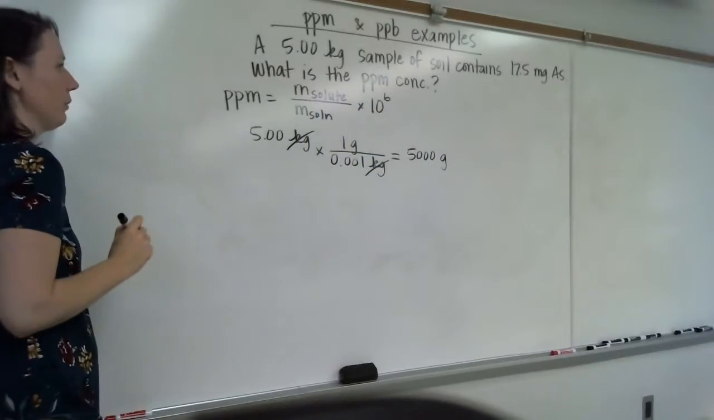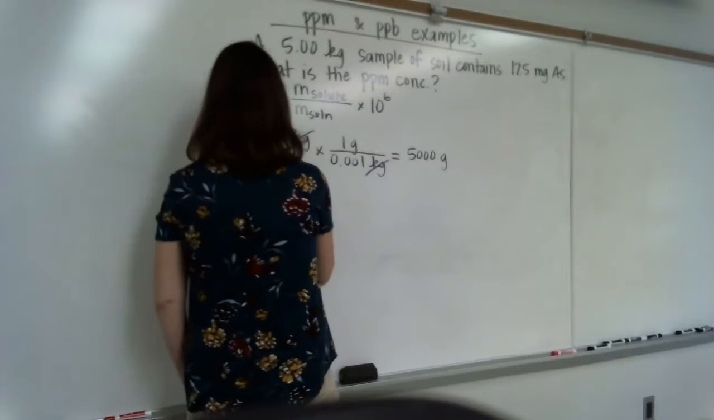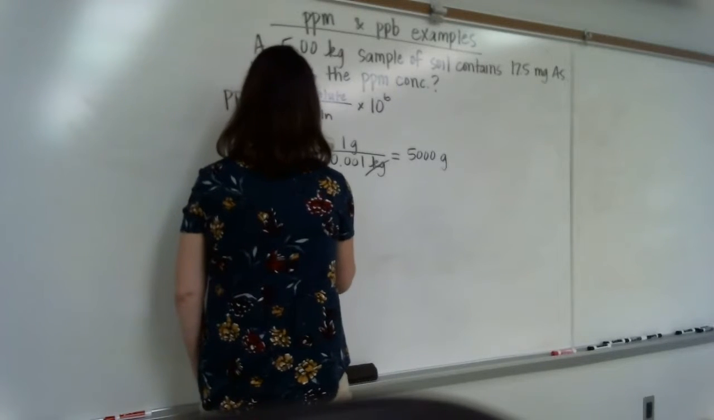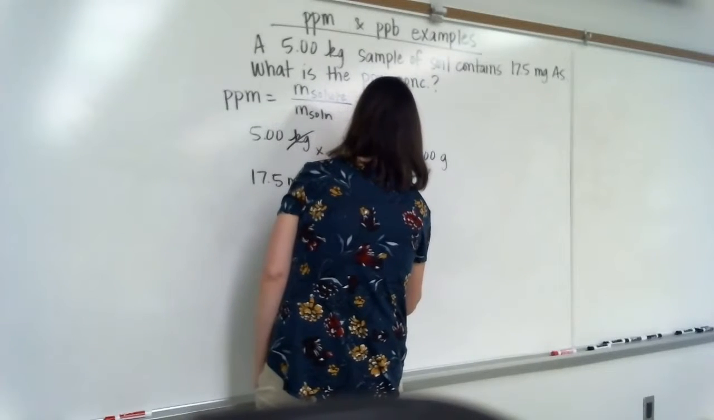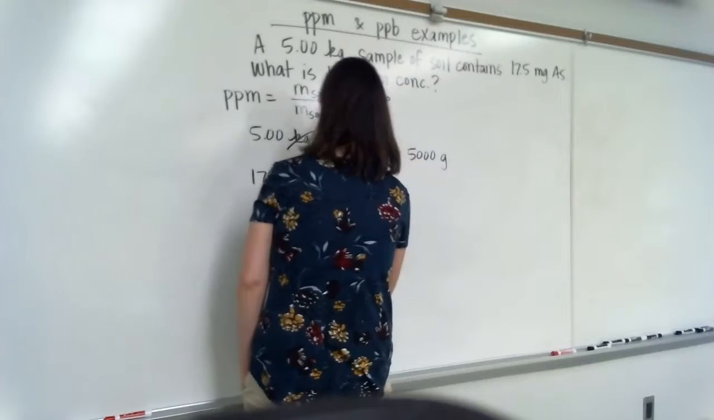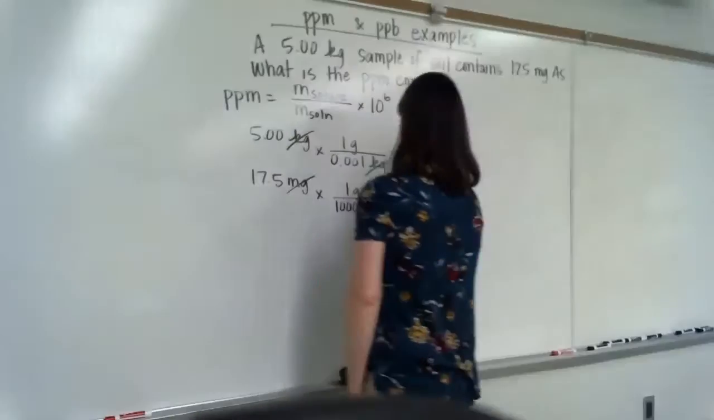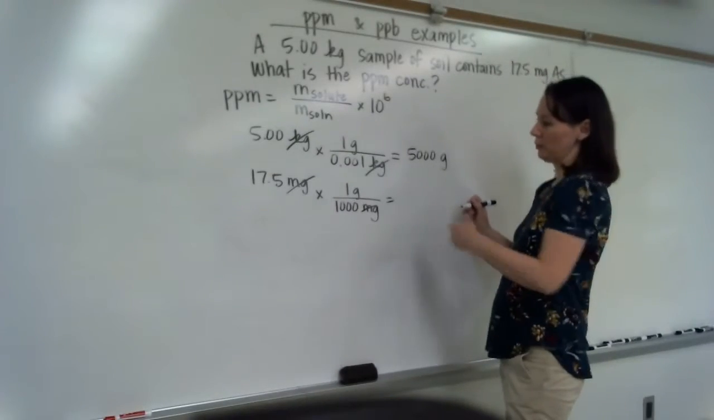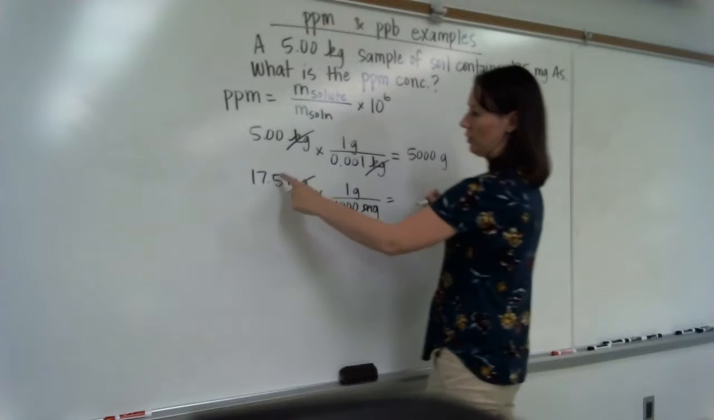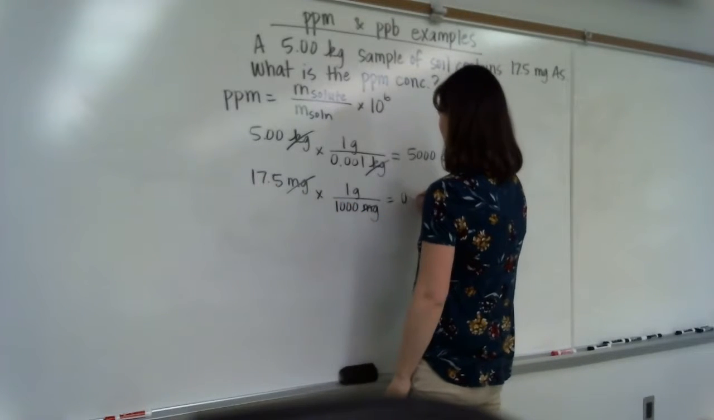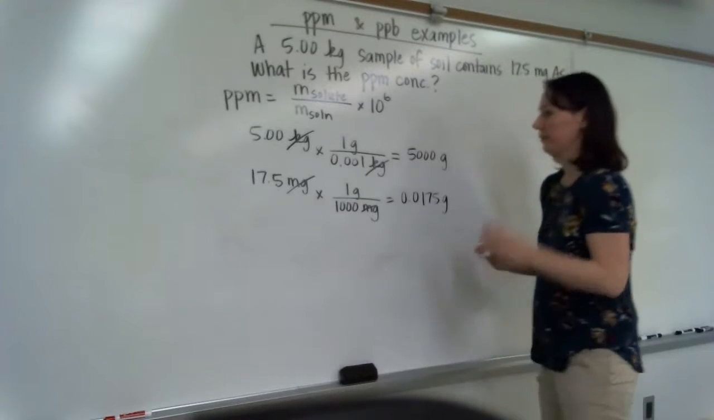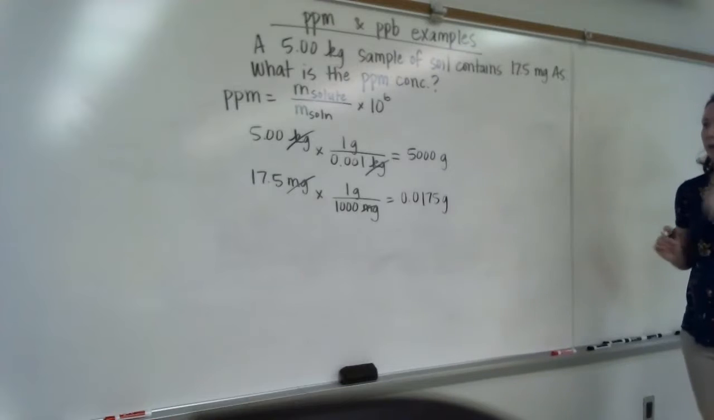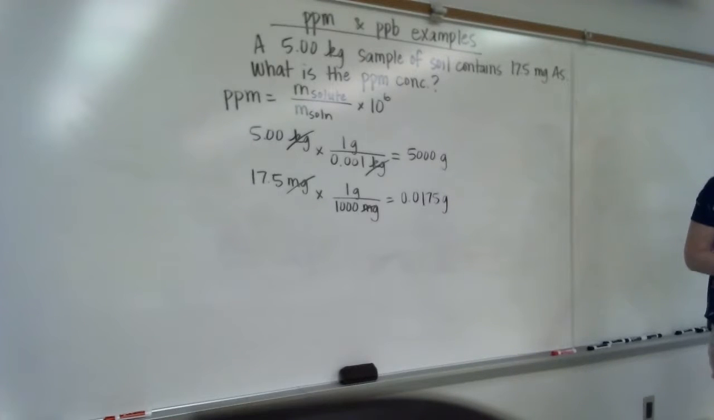And now let's convert milligrams to grams. 17.5 milligrams times 1 gram per 1,000 milligrams. So now we're moving the decimal that way. 1, 2, 3, 0.0175 grams. Now my units match. And now I'm able to do my arithmetic. Do we agree?